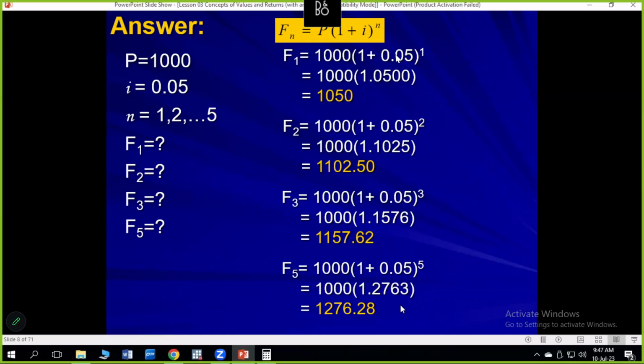You don't have to take the full figure as in the calculator. Only after rounding, you can multiply by 1,000 here. So this is the right answer you want to obtain. Everyone should obtain the same answer. That is why we are coaching you to do this.